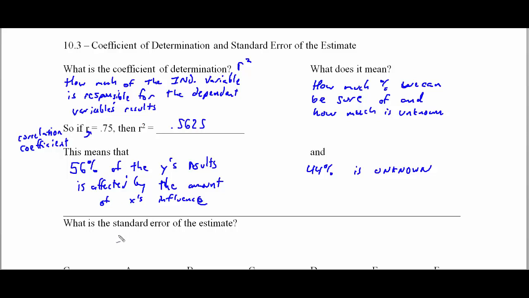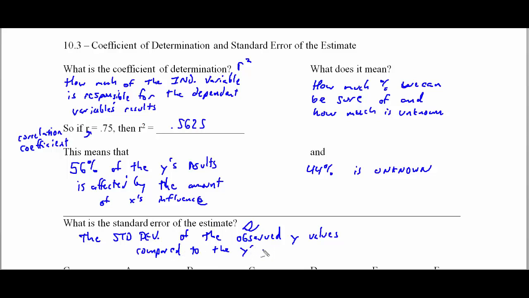But the standard error of the estimate kind of works in with this r and r squared, and the standard error of the estimate is a lowercase s. I use a cursive lowercase s because my lowercase s's look like 5s. And the standard error of the estimate is the standard deviation of the observed y values compared to the y prime values.